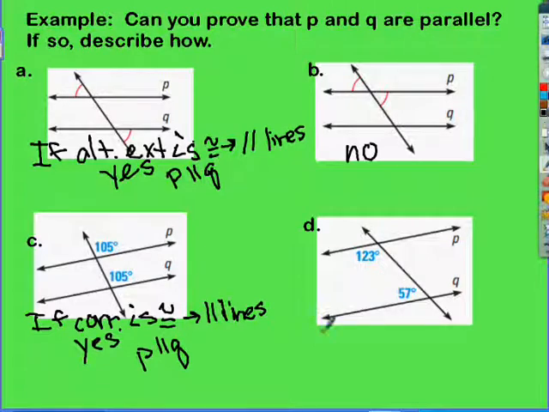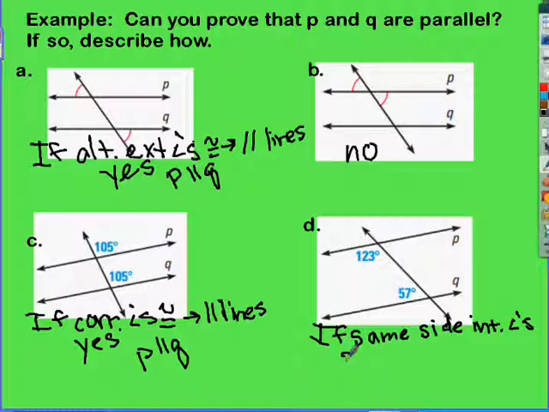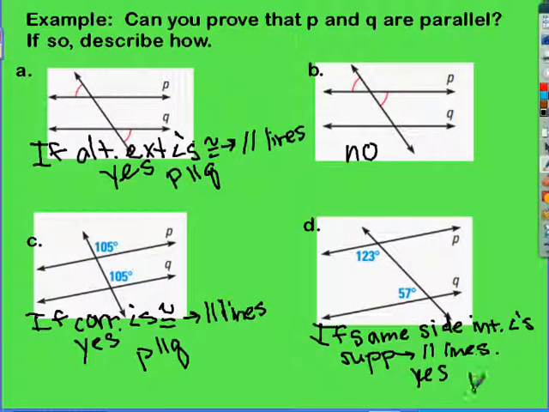So if same side interior angles are supplementary, that proves that I have parallel lines. And again, we could say yes, P is parallel to Q.